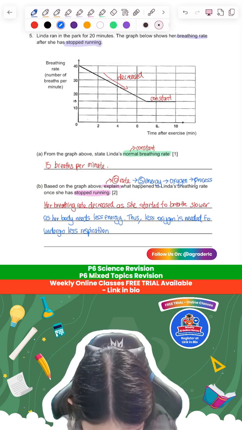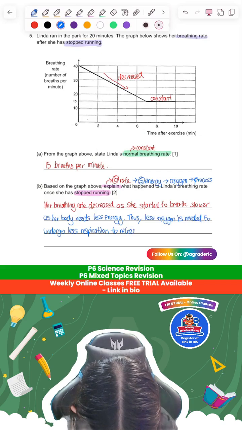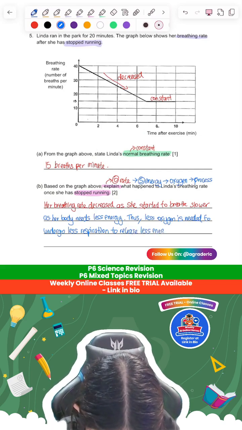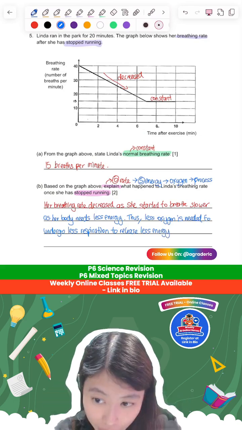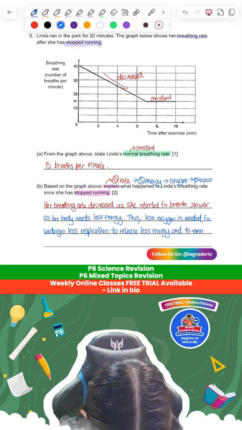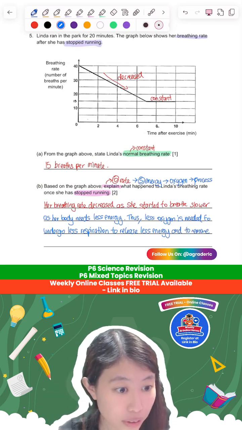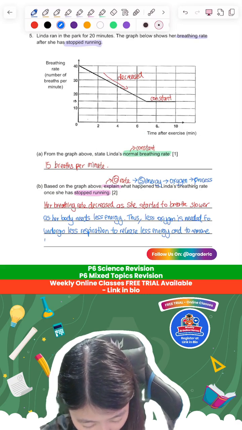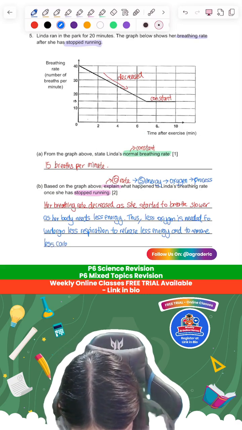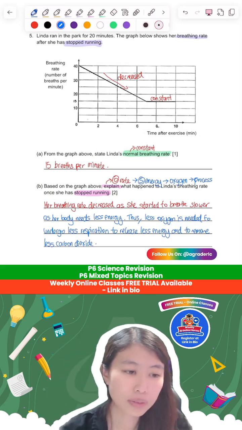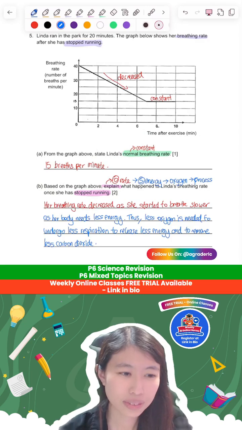Less respiration to release less energy and to remove less carbon dioxide. Okay?